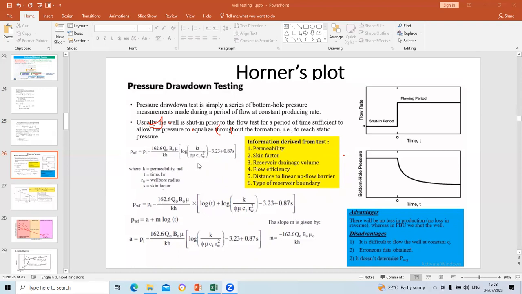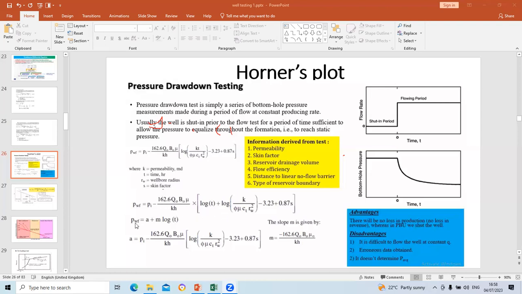Remember, we can use the laws of logarithm to separate this particular term. If you use the laws of logarithm to separate this term, you have these two terms. Remember, we always have a law that says that log AB is the same as log A plus log B. So if I separate it, it will give me these two terms. If I draw a graph of P against log T, it gives me a straight line, and the gradient of that straight line is going to be equal to this particular term.